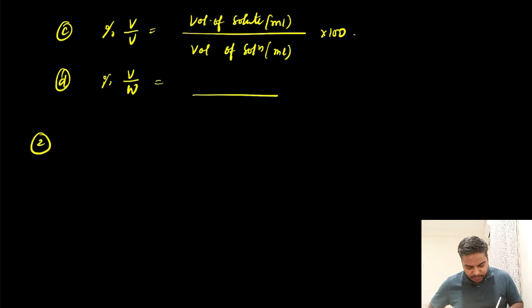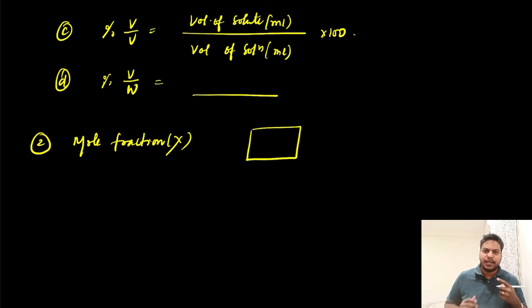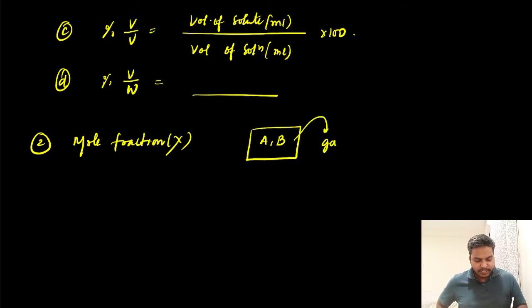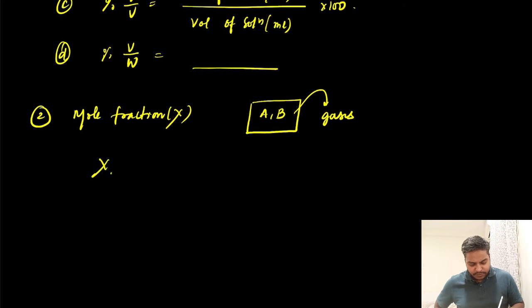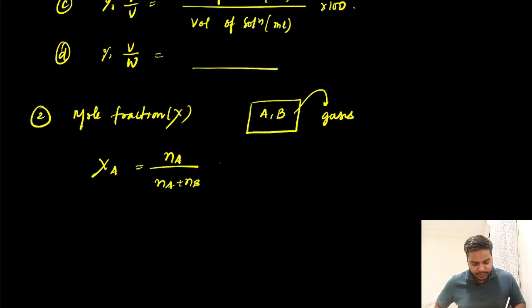Second is mole fraction. Mole fraction is normally written as X. It is used especially when you have gases or some mixture of acids and bases. Suppose you have gases A and B, then the mole fraction of A will be number of moles of A divided by number of moles of A plus B, which means number of moles of A divided by total number of moles. That represents the mole fraction. Similarly, XB will be equal to number of moles of B by number of moles of A plus B.